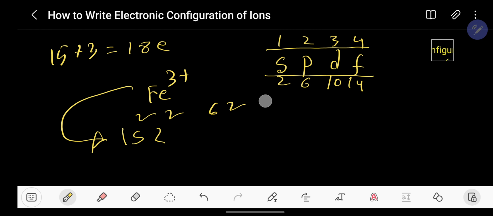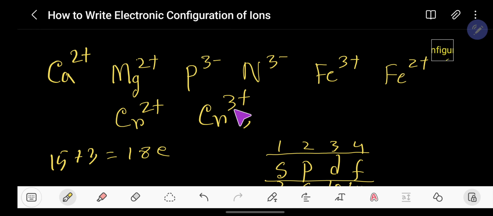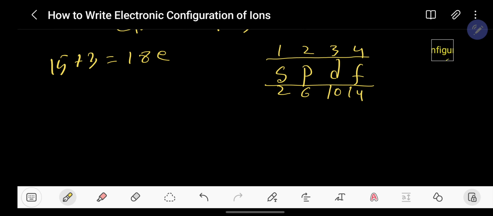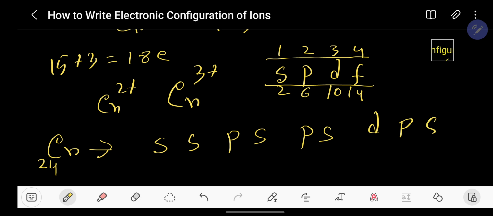Okay, let us try our next example. That is, we have to write the electron configuration of chromium 2+ and 3+. Here, chromium 2+ and chromium 3+. So our first duty is to write the electron configuration of neutral chromium. So write s, p, s, p, then d, p, s, d. So distribute 24: 2, 4, 6, 10, 12, 18, 20. Then here we'll have 24.